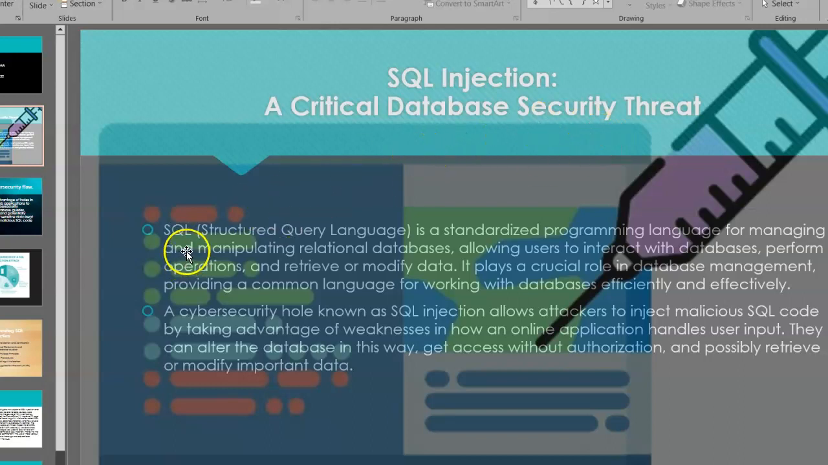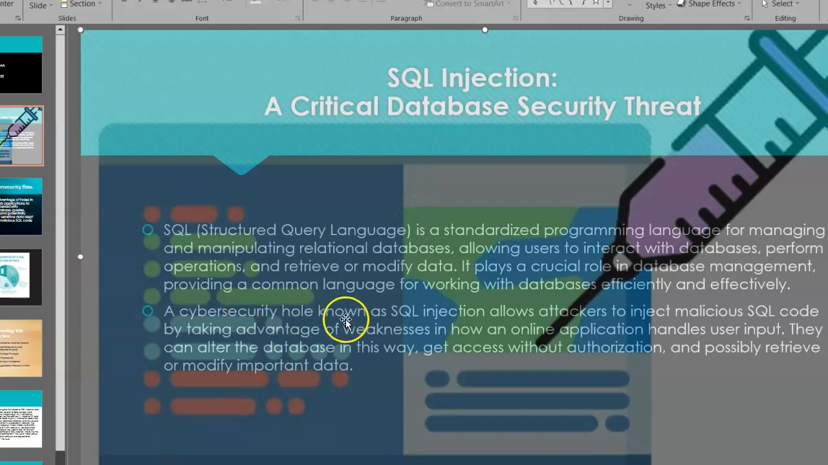SQL, the Structured Query Language, is a standardized programming language for managing and manipulating relational databases. This is just an introduction for those who are not aware of SQL. It is just a query language. It plays a crucial role in database management, providing a common language for working with databases efficiently and effectively. You use SQL queries to store data for different fields like schools, hospitals, business and everything, and it makes it very easy to handle a lot of data. So it becomes very important because you are storing a lot of data in SQL.